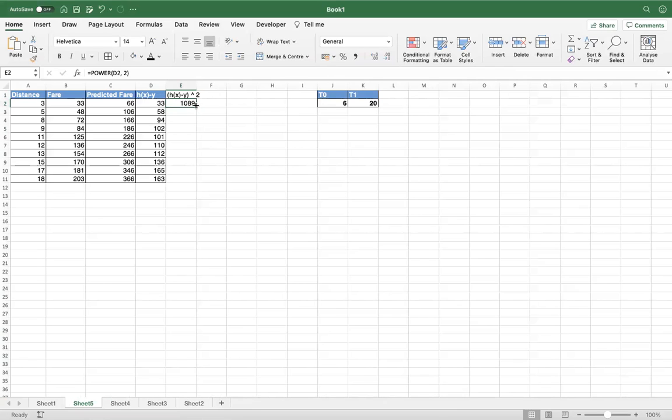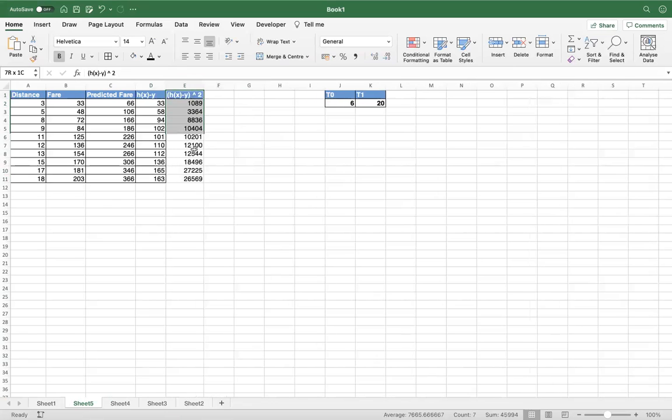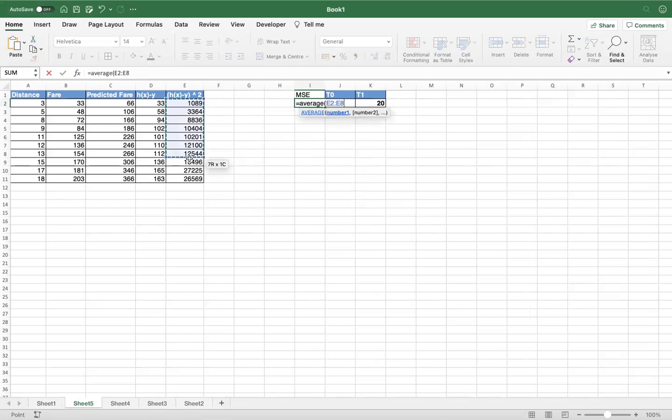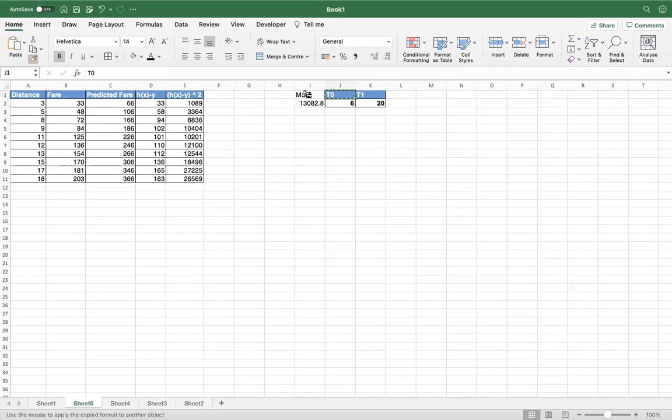Okay. And then what is the next step once we calculate the squared error? Then mean squared error. That is nothing but the average of it. Okay, what is our mean squared error now? 13,082. That's okay. Because we just took random values, right? So it's completely understandable.